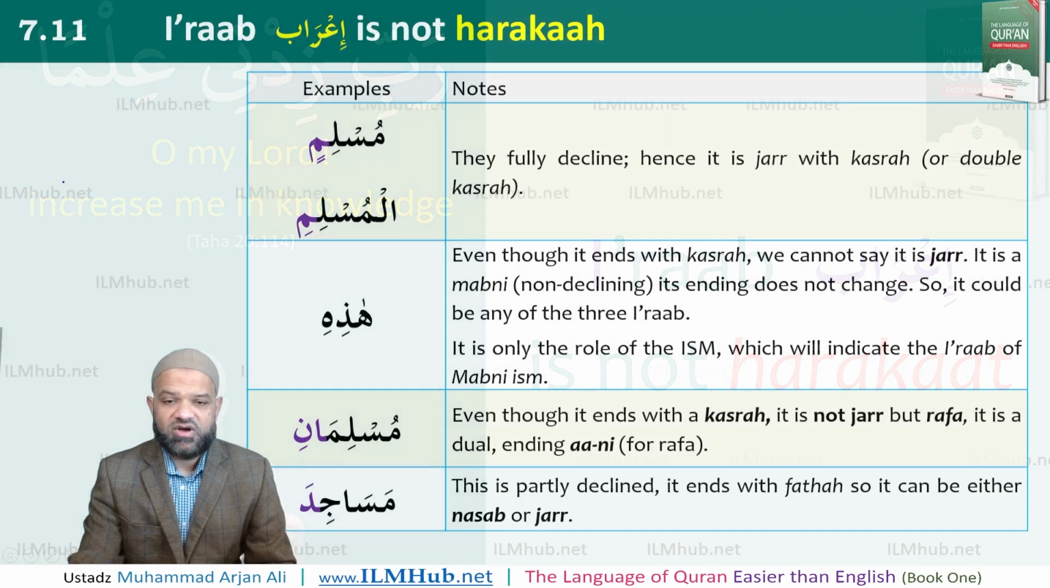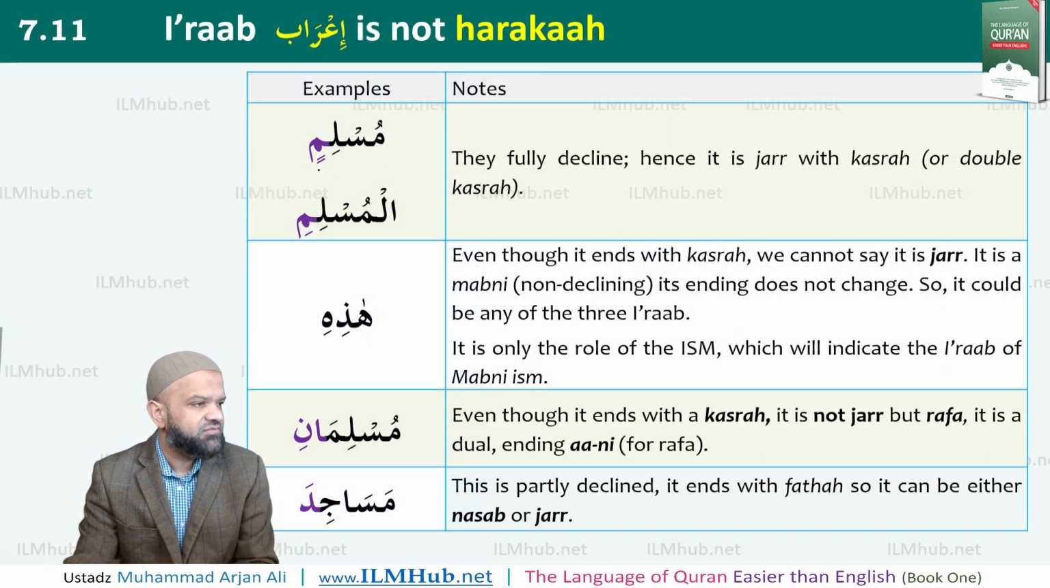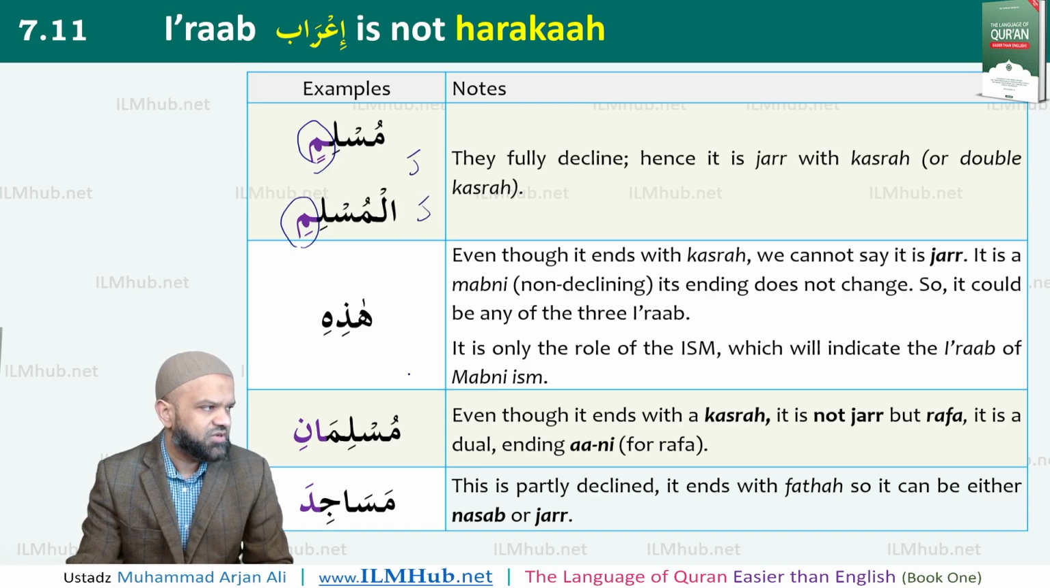So take example of these words here. Now we have muslimin and al-muslimi. Now we can tell for this type of words, because they belong to the munsarif category, yes, this is jar. No problem, because of the category. However, hadhihi also has a kasra. We cannot say this is jar. Why? Because it is mabni. It could be rafa, nasab, or jar. It is only the context that will tell us.